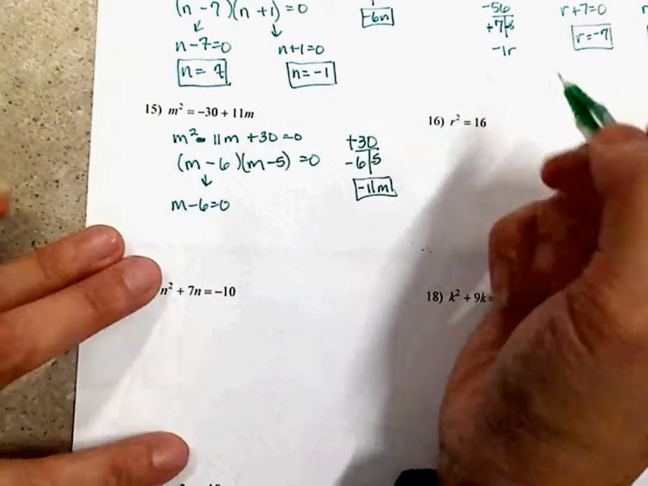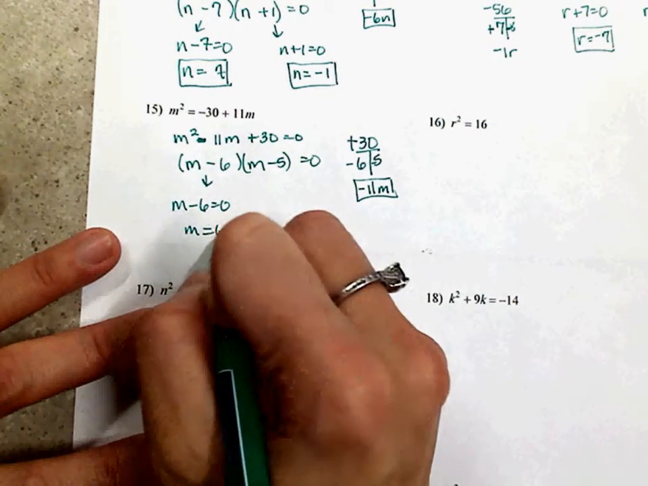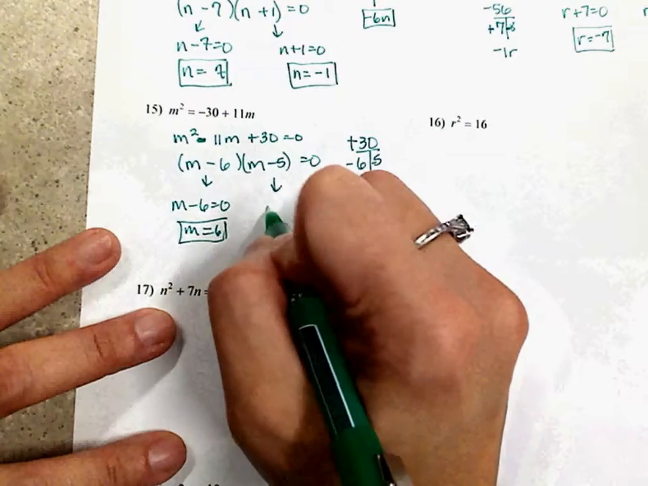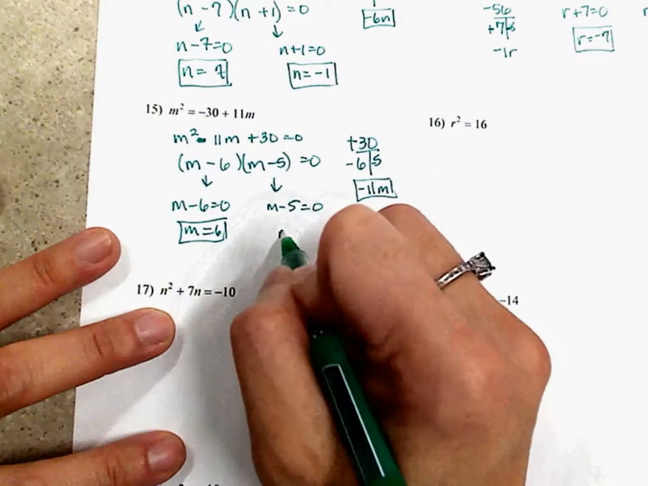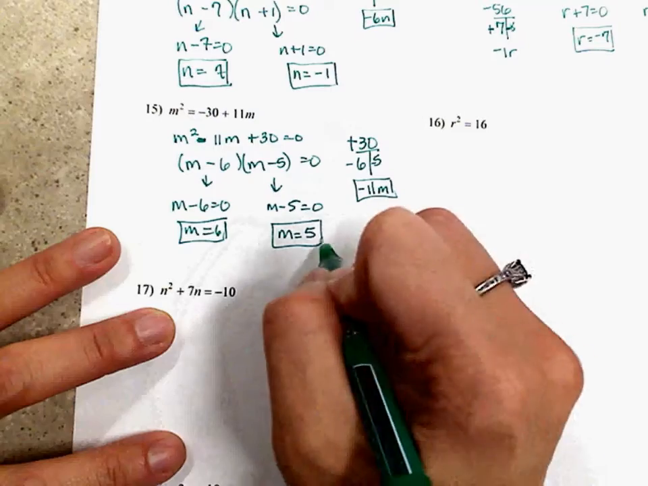Set each one equal to 0, so m is equal to 6. Set this one equal to 0, so m is equal to 5. Are you noticing that it's always the opposite?